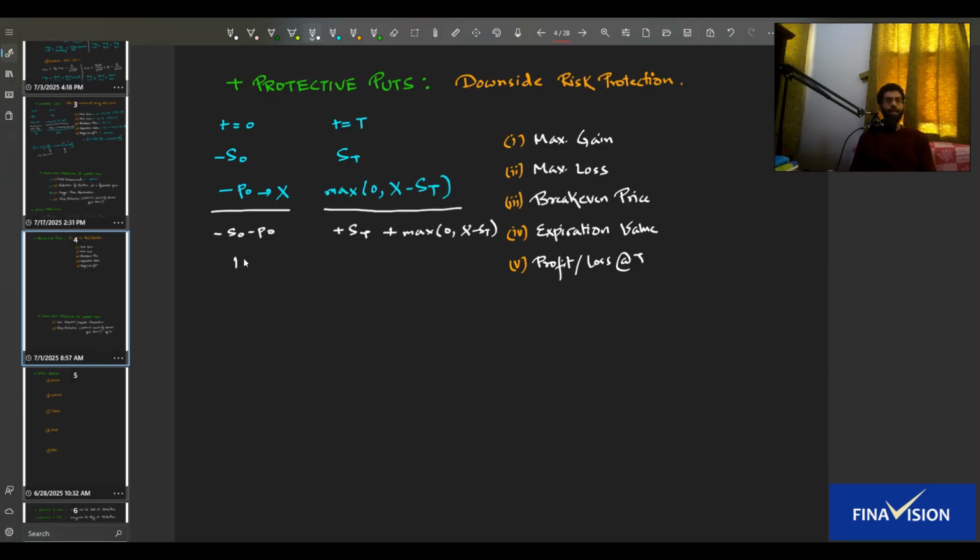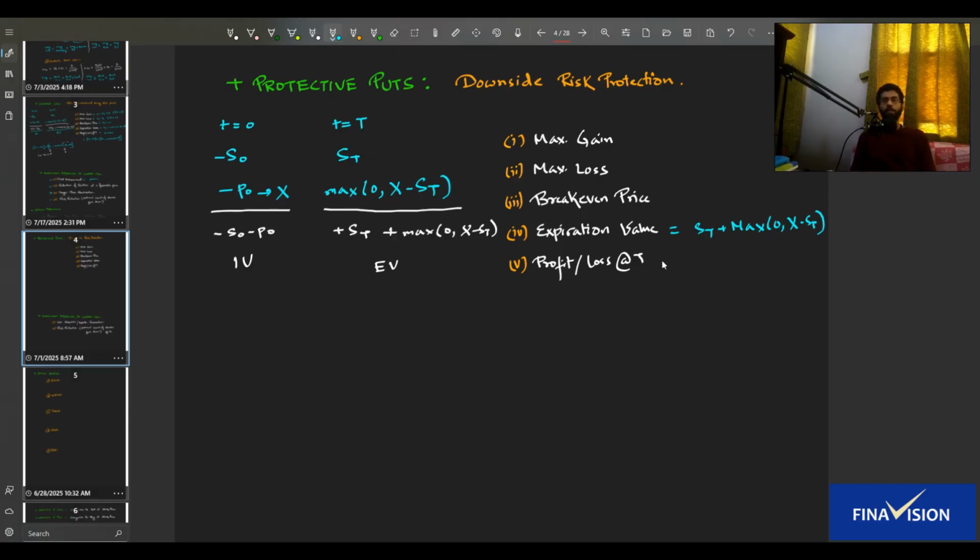The first one is the initial cash flow or initial value, and the second one is the value at expiry or the cash flow at expiry, right? Now from these two we can easily find out the value at expiry, what is the profit at expiry, and also the break-even price, max loss and max gain. Let's do them one by one. So here the expiration value is equal to ST plus max of 0 comma X minus ST, whichever is greater. And here remember we are writing plus max of 0, X minus ST because the option has been purchased. If it was sold, it would have been minus max of 0, X minus ST, like in covered calls, right?